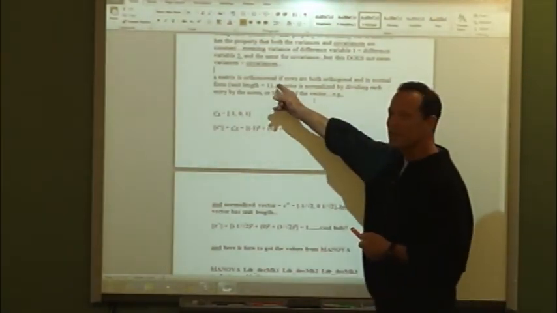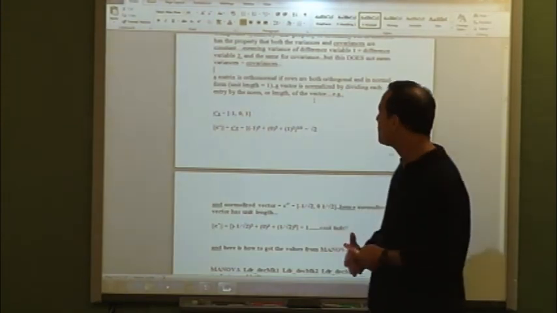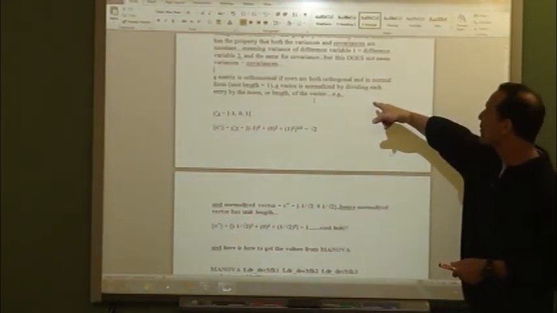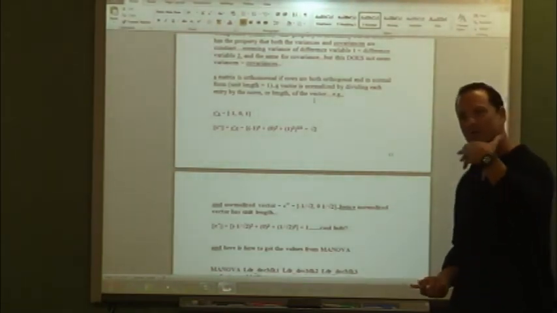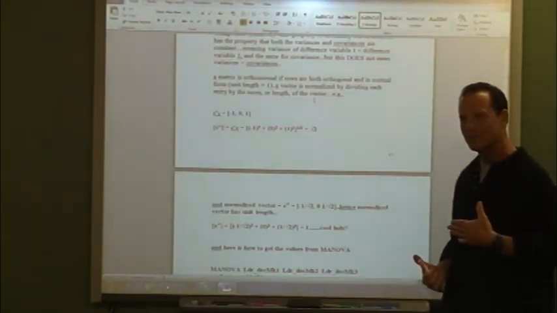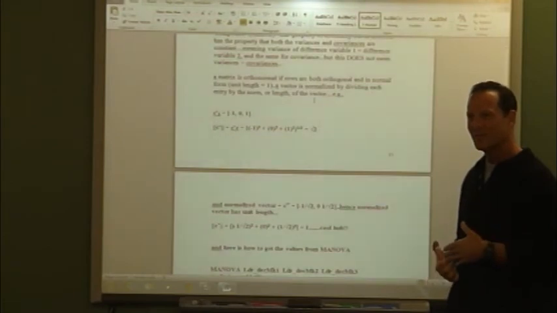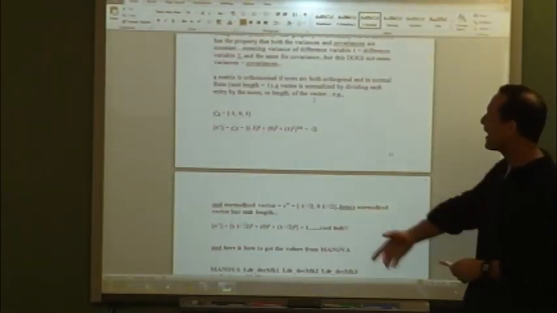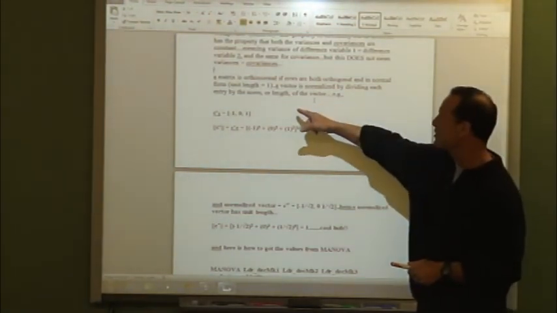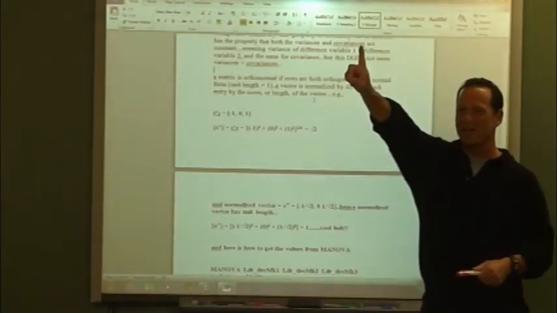A matrix is orthonormal. I didn't make it up. If rows are both orthogonal and normal, hence orthonormal. I put that noun into an adjective. Yeah, well, I make up words all the time. But I'm not making this one up. Orthonormal: a vector is normalized by dividing each entry by the norm. Unit length is 1, right?